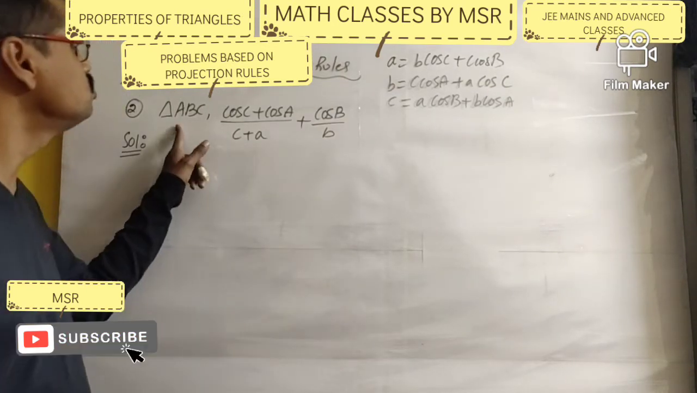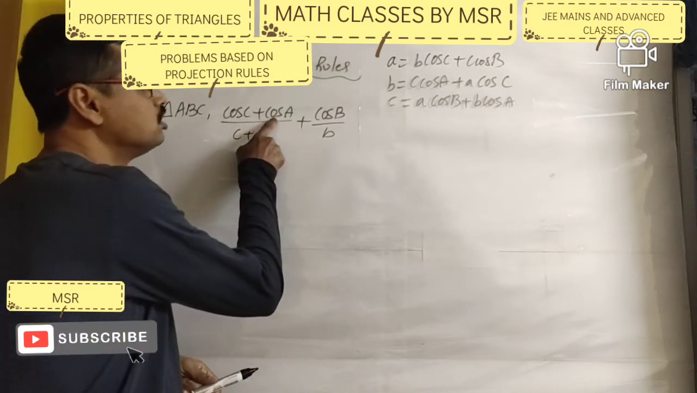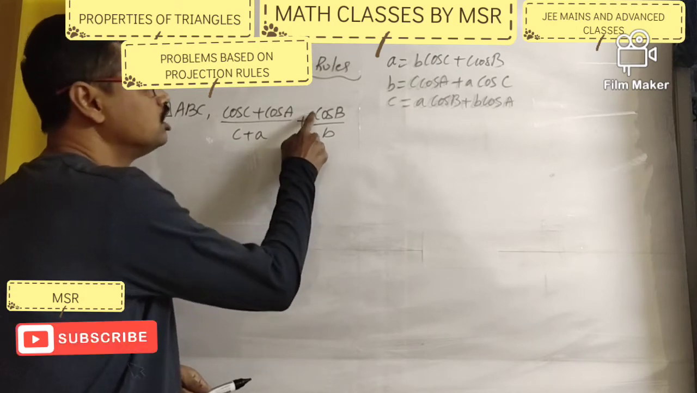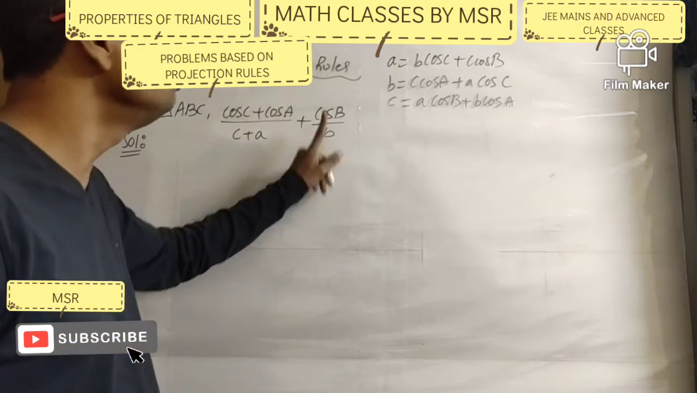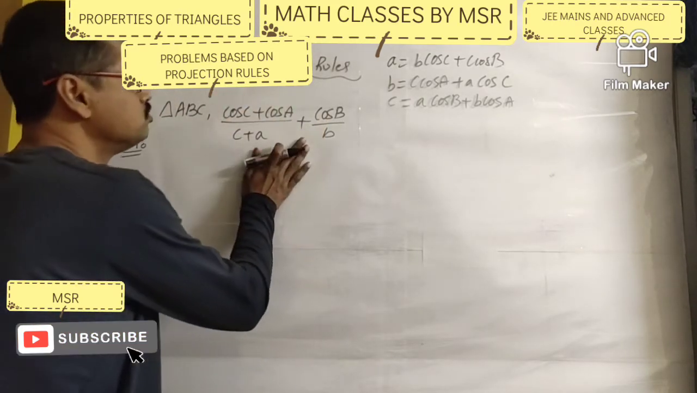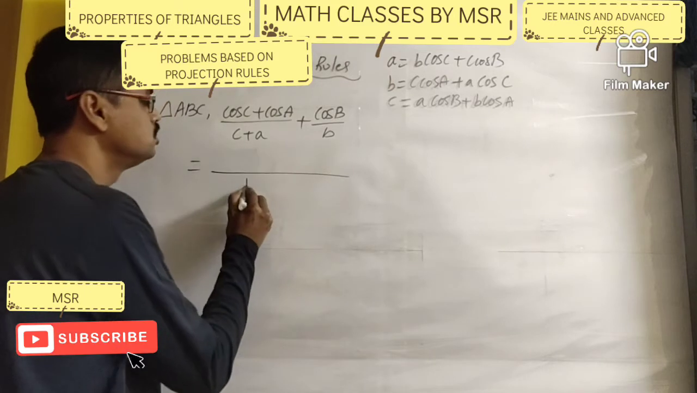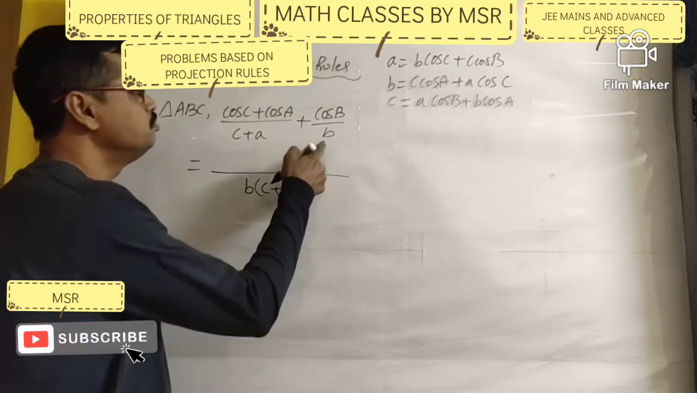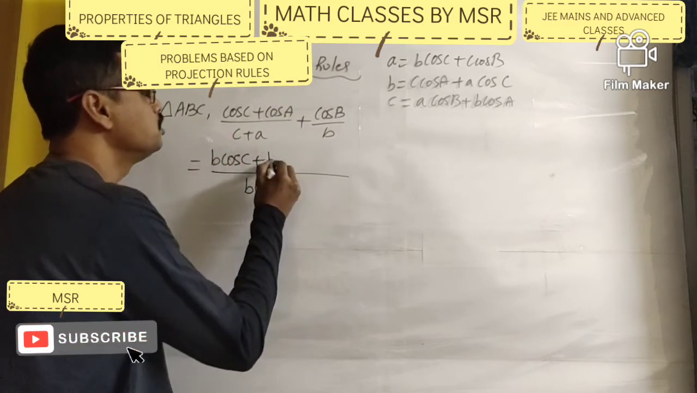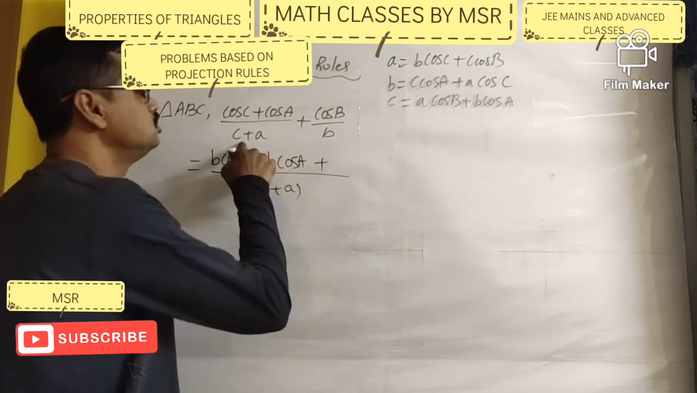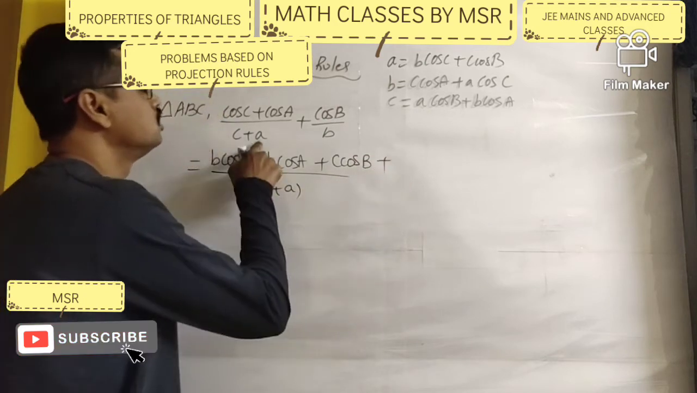Now listen to the second problem on the projection rule. They are given in triangle ABC, cos C plus cos A by c plus a plus cos B by b, whose value they asked for. So by observing this expression, what will the next step be? You take the LCM, that is b times c plus a. Now b times this gives b cos C plus b cos A, plus c plus a times cos B, that is c cos B plus a cos B.